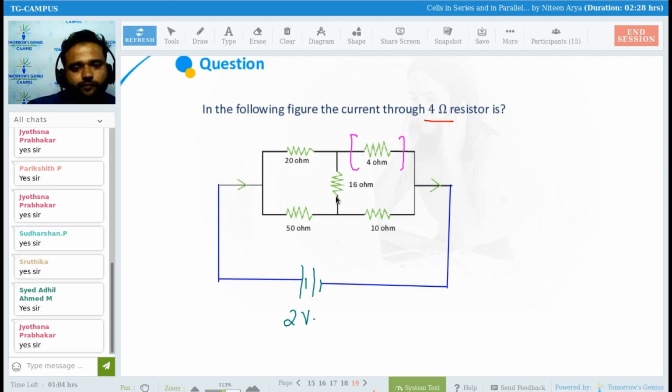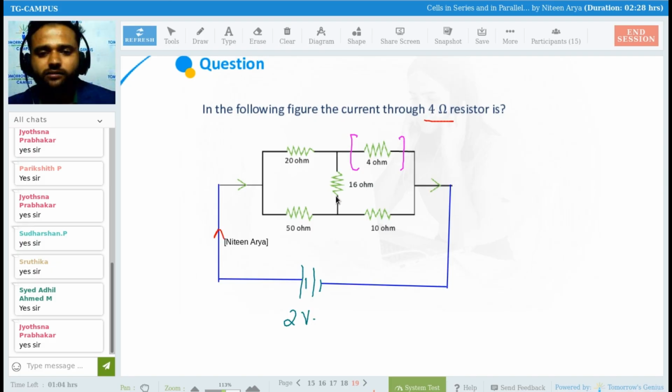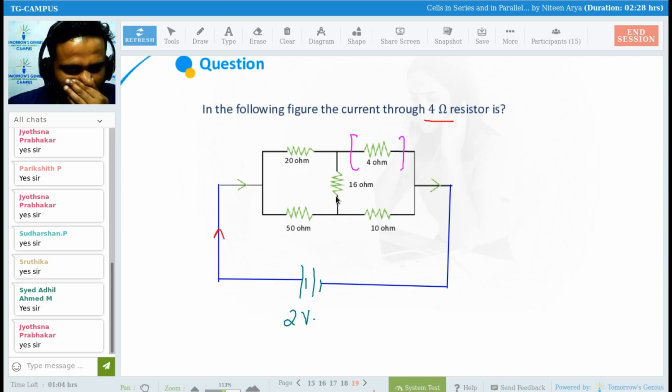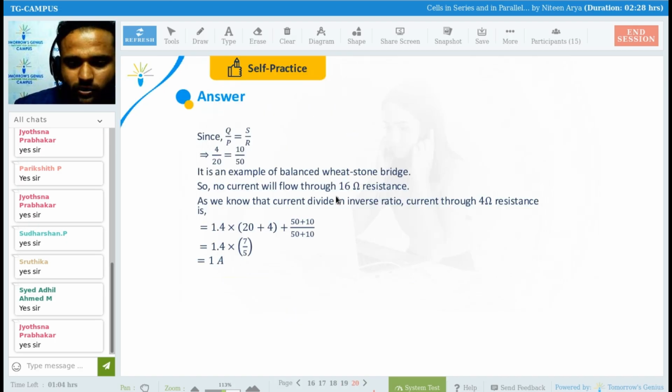So again, this is a Wheatstone bridge balance condition. You can see that 20 by 4, which is 5, and 50 by 10, which is 5 again. So this condition fulfills I equals 0, and then that is going to be an easy one. Since P by Q equals S by R, 4 by 20, 10 by 50, which is obviously 1 by 5, or 1 by 5. So it is an example of balanced Wheatstone bridge condition.